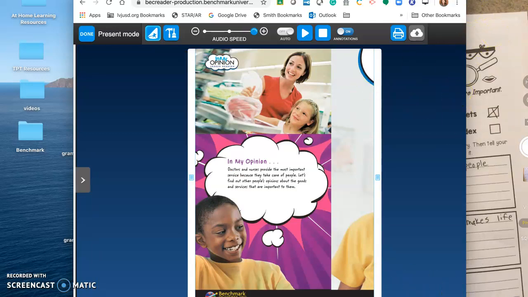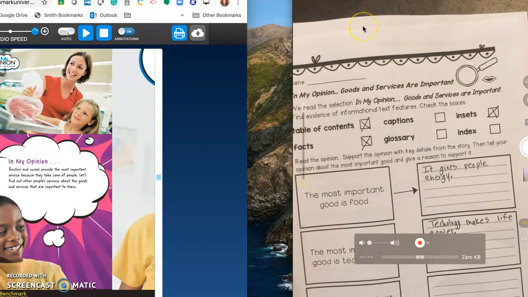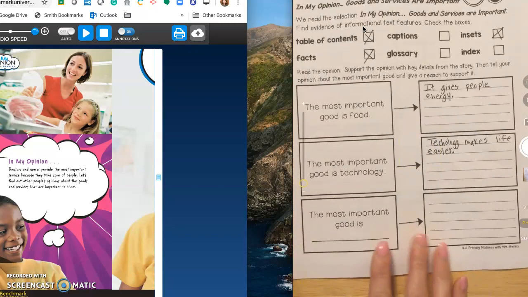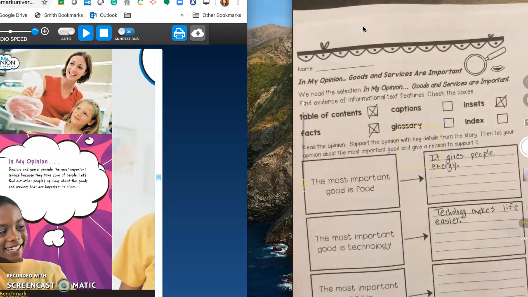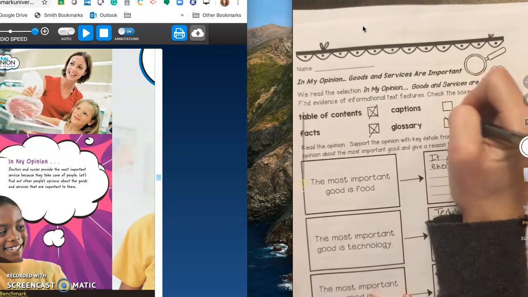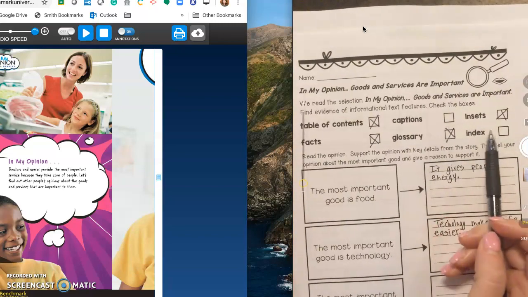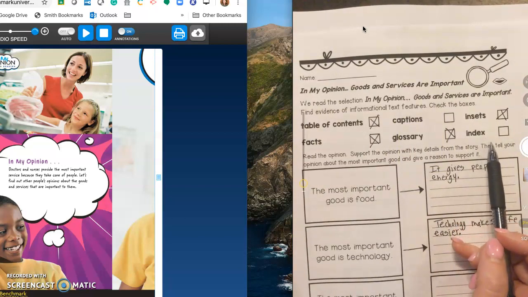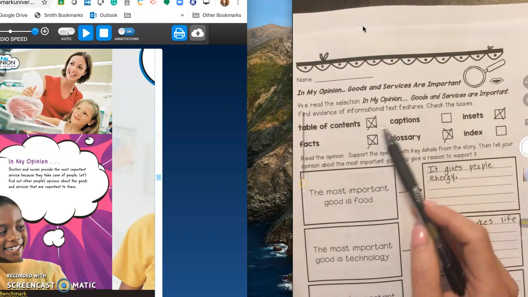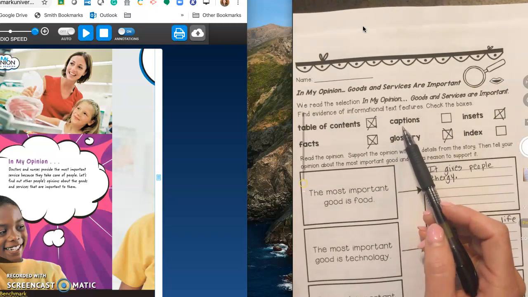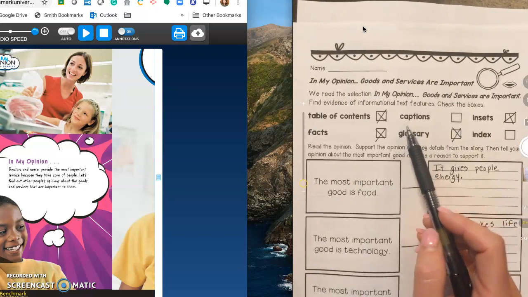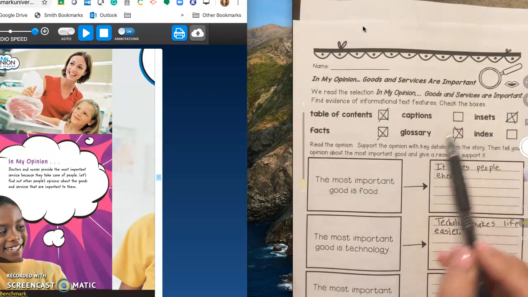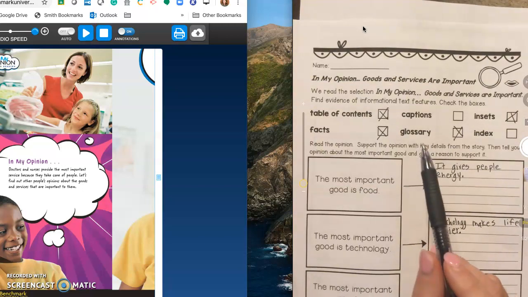So I'm going to go back to my worksheet here. And check off glossary. Okay, this text did not have captions or an index. An index is at the end of a book that tells topics and page numbers. We didn't have that in this book. And captions explain information from photographs, and I did not see any captions in this text either. Okay, but we did see lots of examples of informational text features in this book.